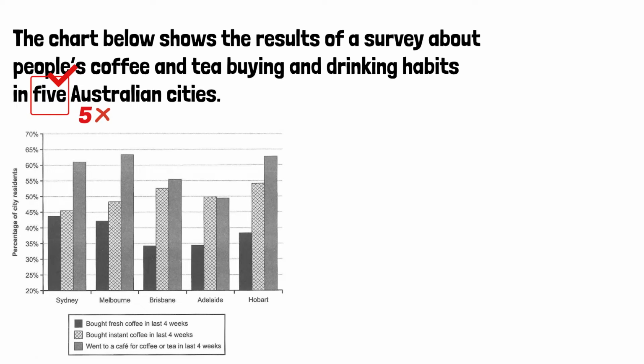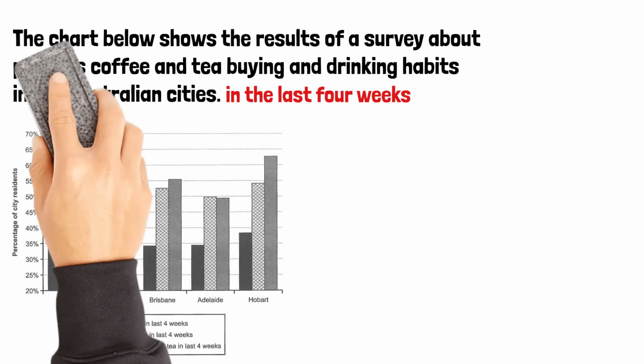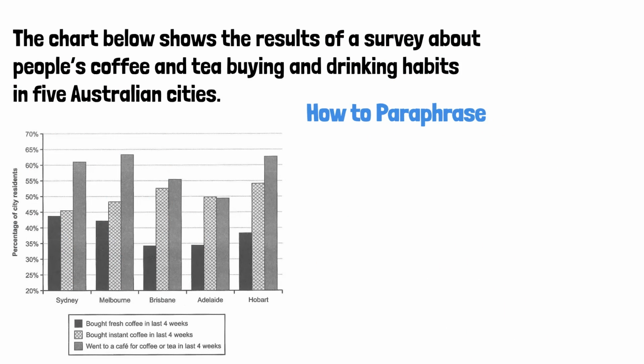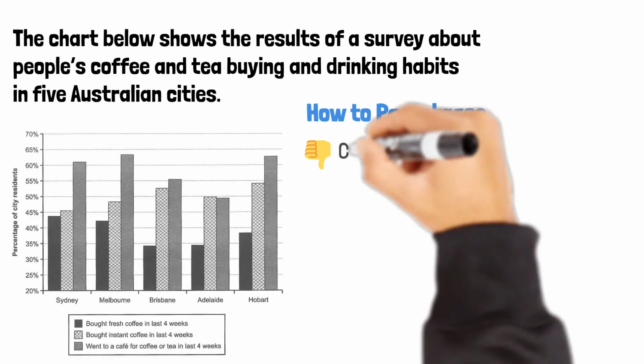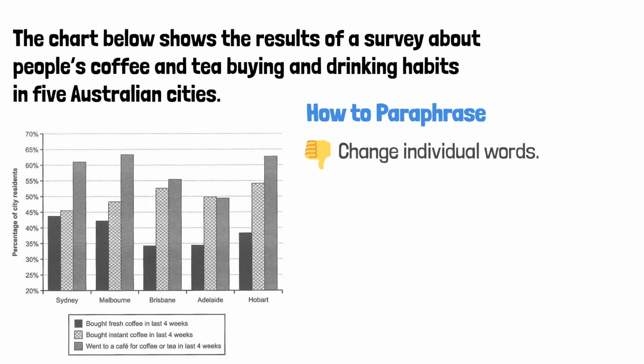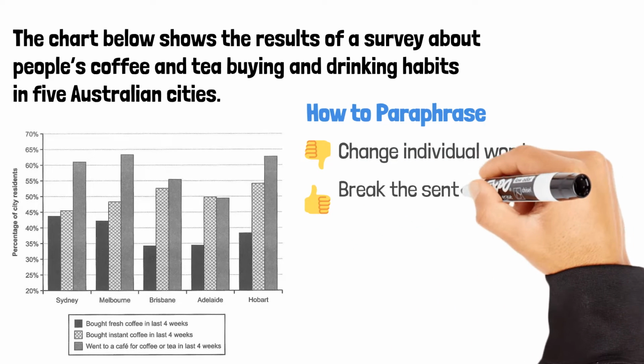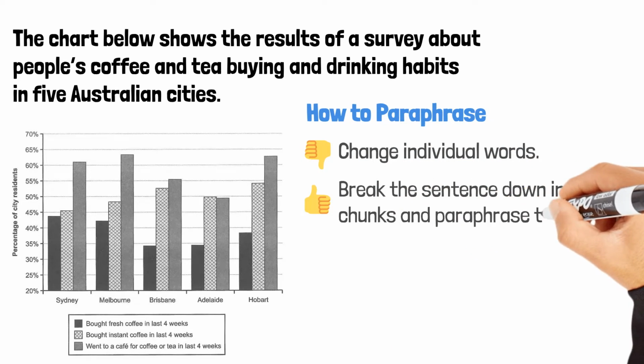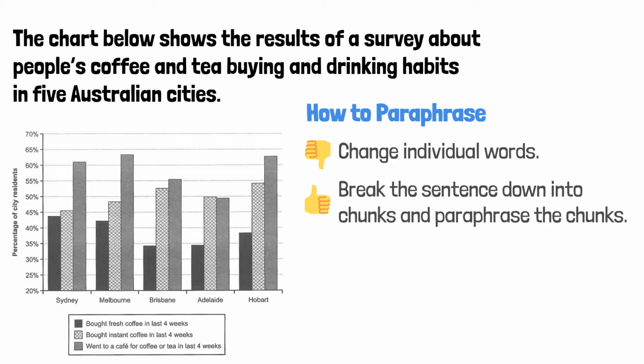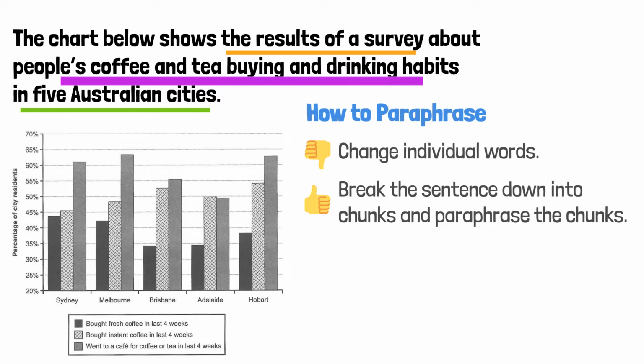Now we know we need to add the information "the last four weeks" to the introduction. So how can we paraphrase the chart description? Instead of changing the individual words, which is in fact a very hard thing to do, we can break the sentence down into chunks and paraphrase the chunks. Basically, we have three chunks. Chunk 1, the result of a survey. Chunk 2, people's coffee and tea buying and drinking habits. Chunk 3, in five Australian cities.